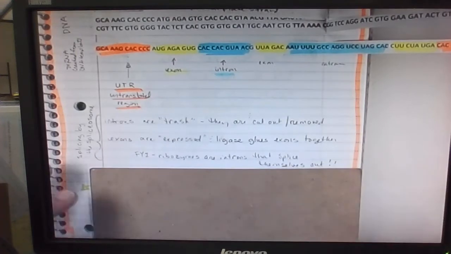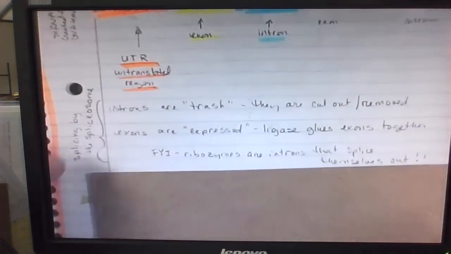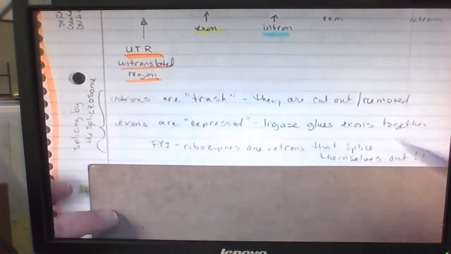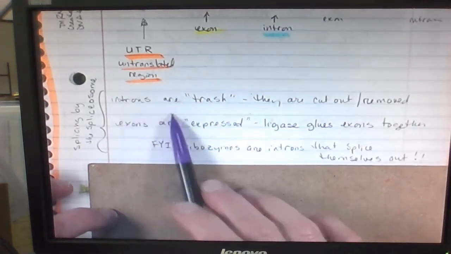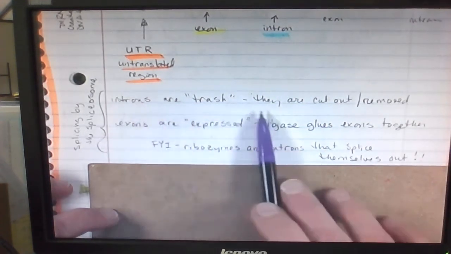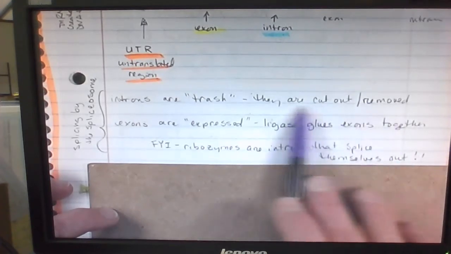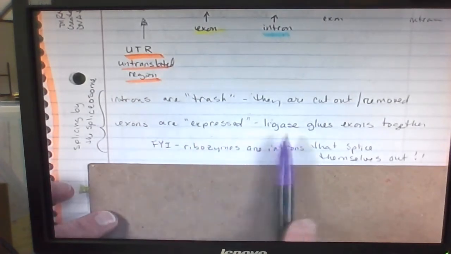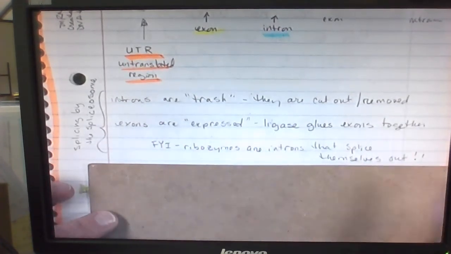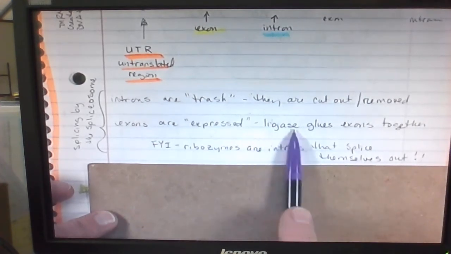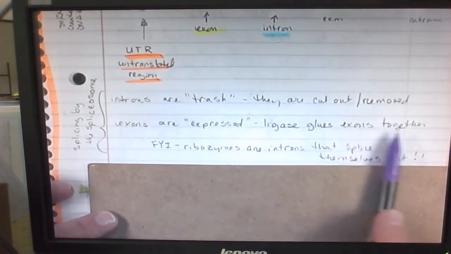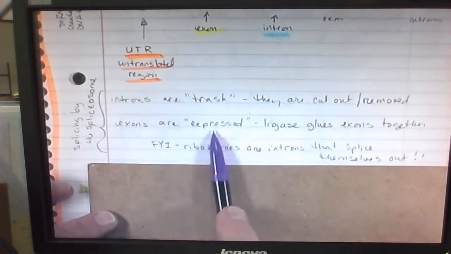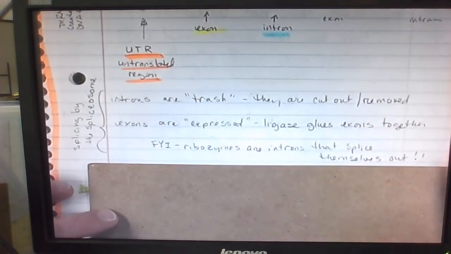Okay, so now we have a specific molecule called a spliceosome that splices. Introns are trash. The introns are cut out and removed from that messenger RNA strand. Exons are expressed. So exons end up being glued together to be the message. Ligase is the enzyme that glues exons together. Introns are trash, they're cut out. Exons are expressed, they're glued together to make the messenger RNA strand.